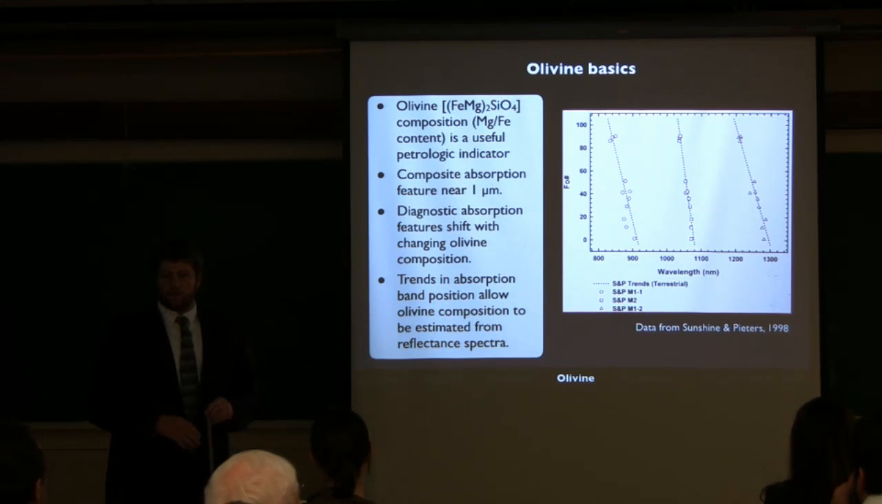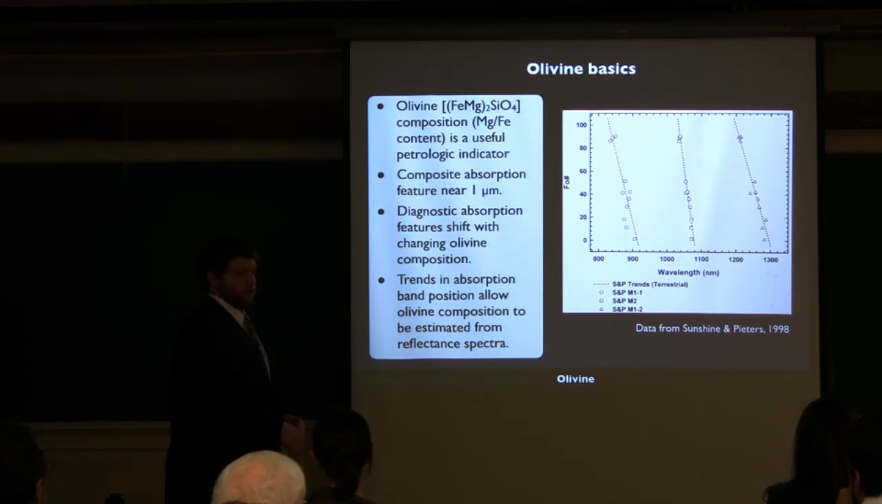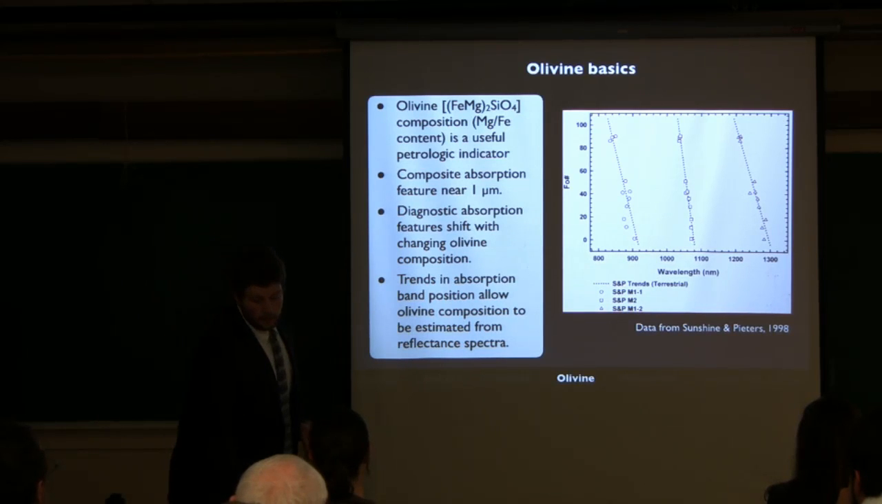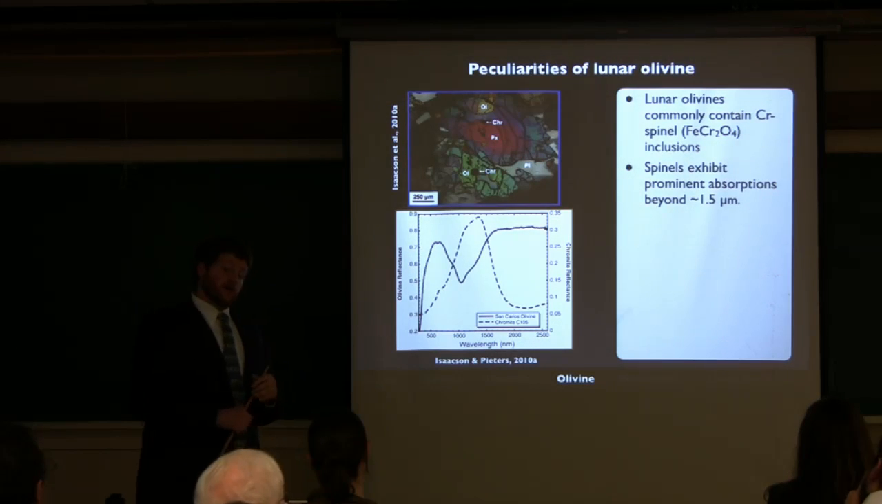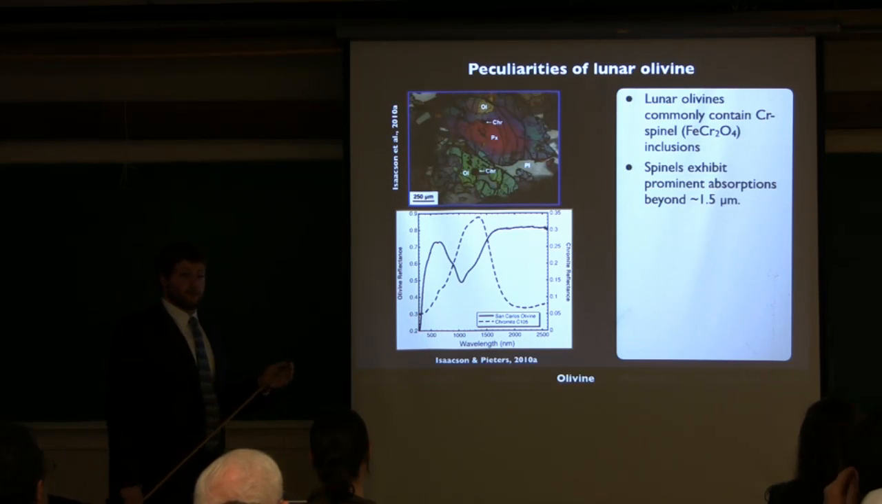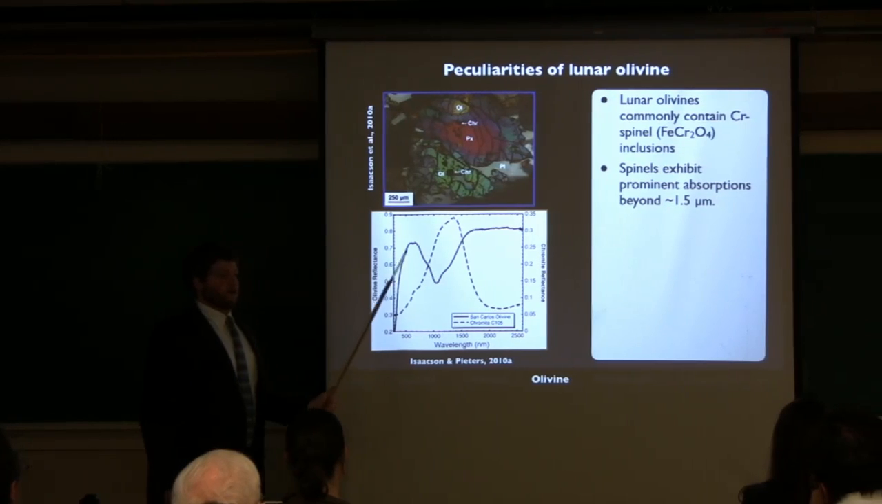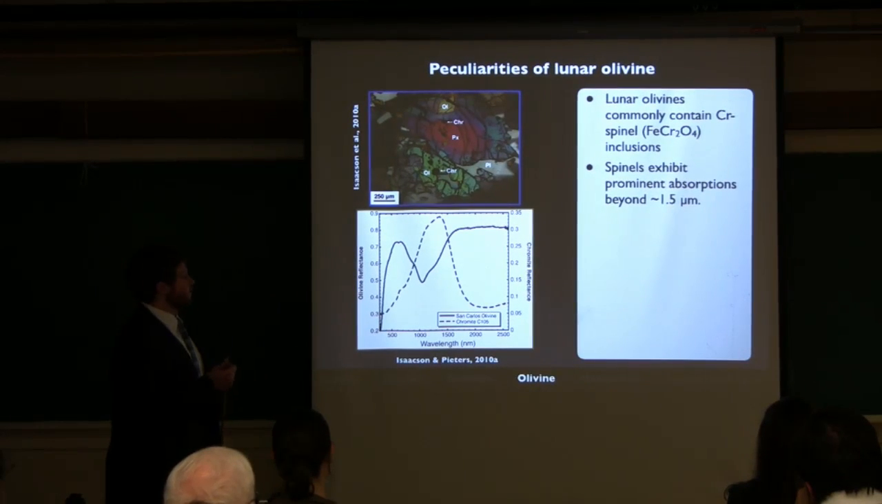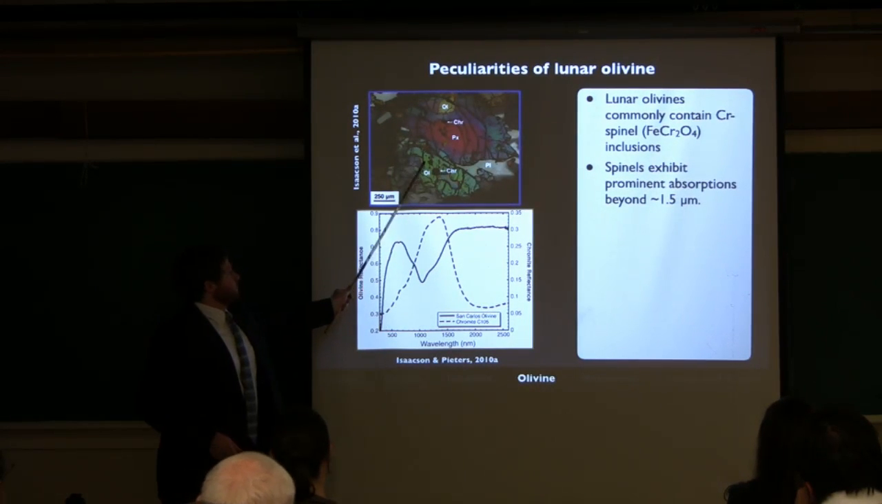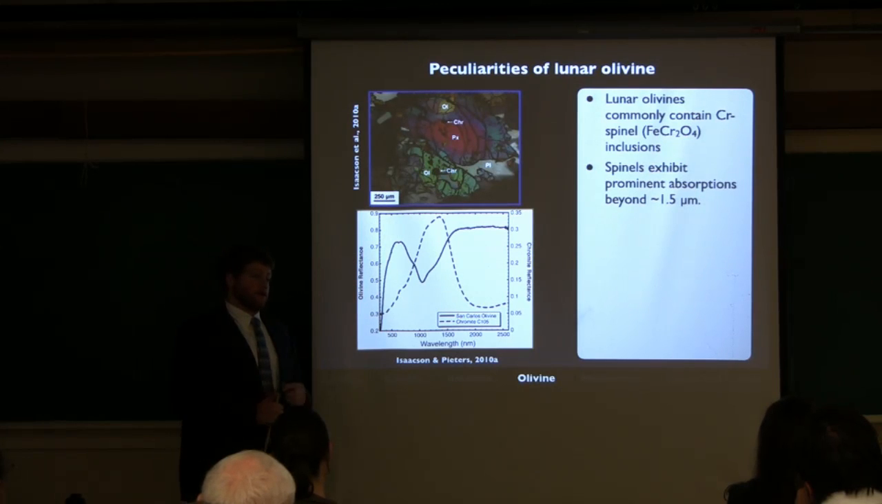You can deconvolve your spectrum into these component absorptions using the modified Gaussian model, for example. But when we look at lunar olivines, they have some complicating factors that need to be discussed. This is an example from the Lunar Rock and Mineral Characterization Consortium that shows an olivine with these small inclusions of chromite.